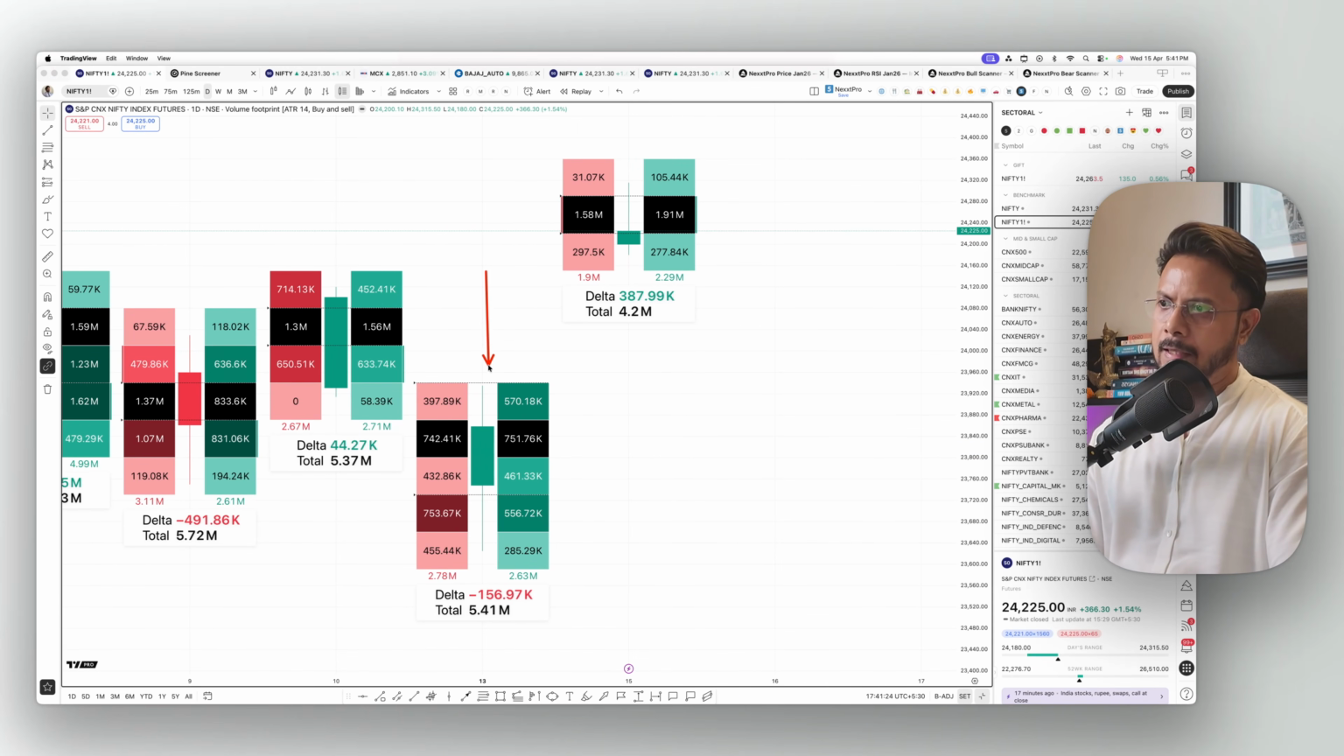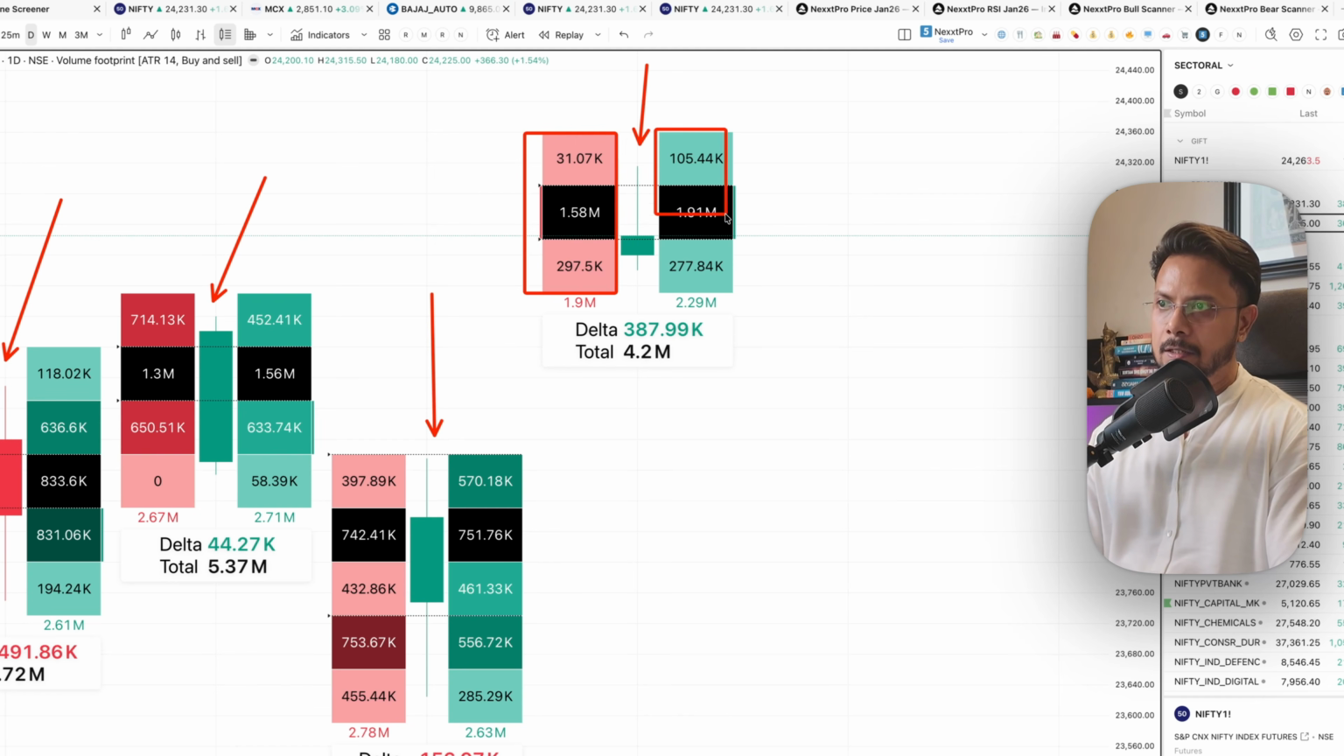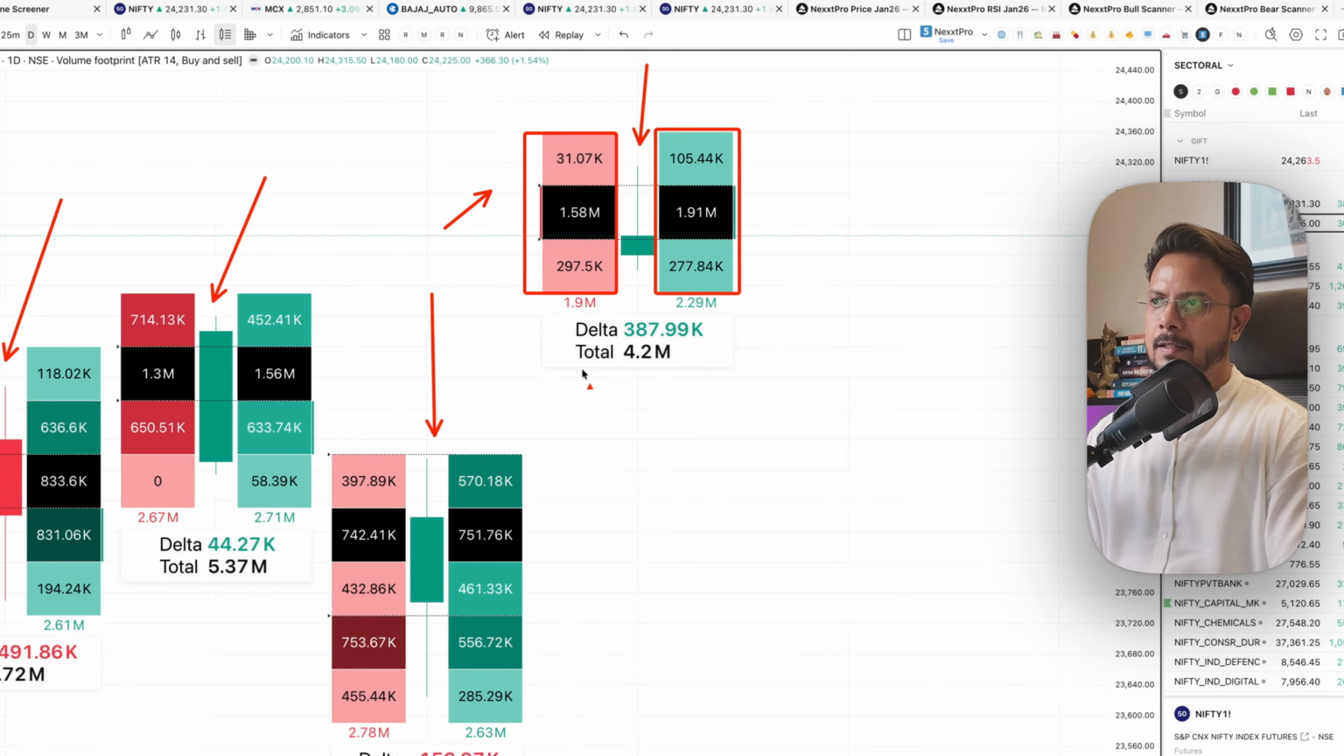You will see that particular day's candle, just like any candlestick chart. You will see two vertical pillars on either side of the candle. Left hand side is the sell volume, right hand side is the buy volume.